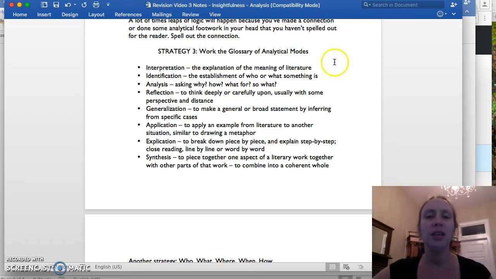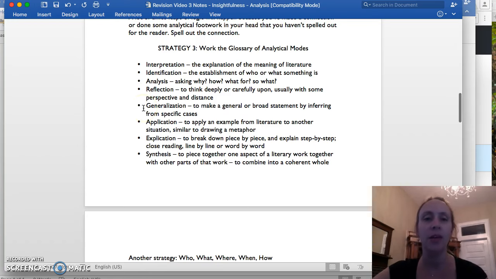Reflection, to think deeply or carefully upon, usually with some perspective or distance. I guess for some of us this can be done without really actually taking the perspective and distance and time. It can also help to have read it and then think back on it a day or a week later, but you can sort of get yourself into this mode sometimes even without taking the time.